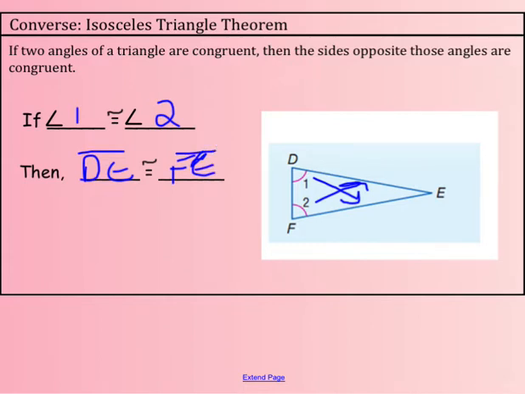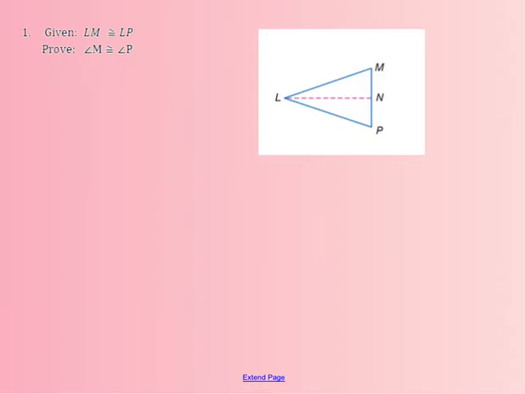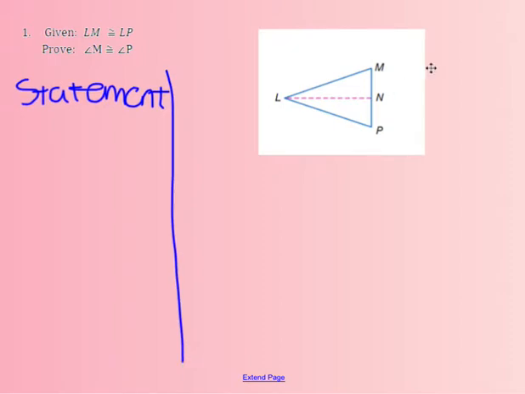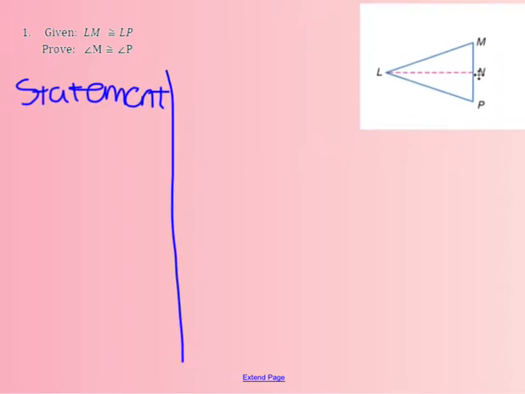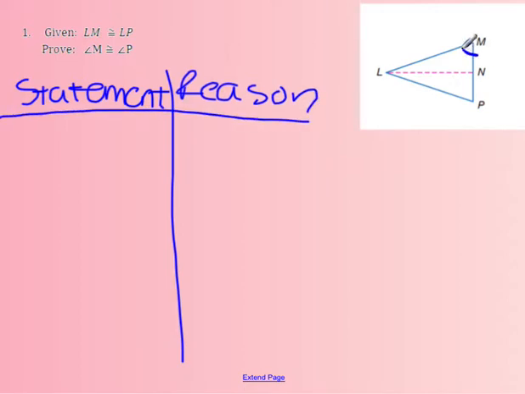I'm going to go through a proof here. I'm not going to require you guys to do this, but it's something good to get your mindsets up in. When you're writing out a proof, you have two sides: your statement, and then your reasoning for that statement. We're going to write our statement, and then we're going to write our reason. We're trying to prove that angle M is congruent to angle P, given that LM, this side right here, is congruent to LP. So basically we're going to prove this theorem right here.